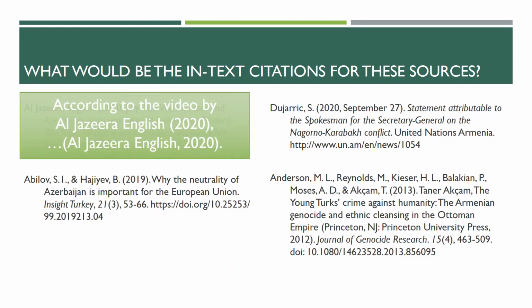In the first example, we have a YouTube video on the Al Jazeera English channel. For this type of citation, you treat the channel name as the quote-unquote author and list the year when the video was posted to that channel. So we would have, "according to the video by Al Jazeera English (2020)," continuing the sentence, or we would have (Al Jazeera English, 2020).